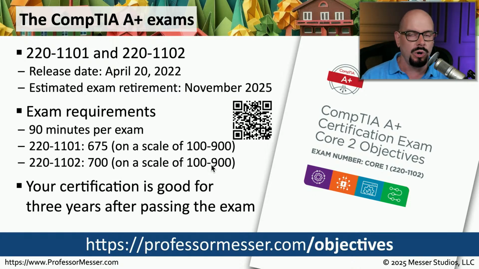Once you pass your Core 1 and your Core 2 exam, which is the 1101 and 1102 exam, you are A+ certified. And you are A+ certified for 3 years after passing that second exam. So although I talked a lot up here about exam retirements and release dates, once you become certified, none of that matters to you. You're out of the exam taking phase. You're now in the certification owner phase, which has a completely different set of expirations, and they're based on that 3-year clock once you become certified.